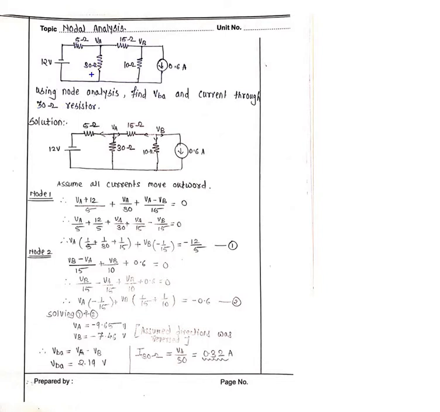Where is the 30 ohm? They are asking me to find the current flowing at that point. So what is Ohm's law? V is equal to I into R. That is Ohm's law: V is equal to I into R.